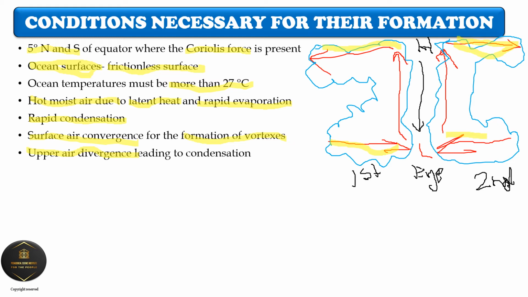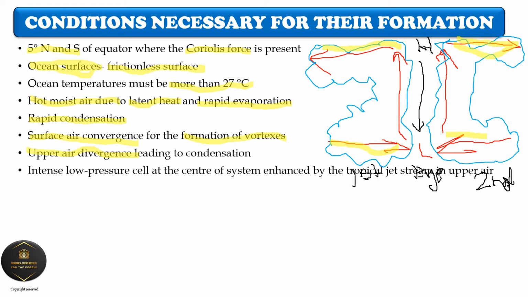Remember, we're still applying our golden rules, and remember, this upper air divergence will lead to condensation, because this air will be moving from water vapor status, which is a gas, back to liquid status, and this condensation will lead to the formation of clouds and rainfall as a result.